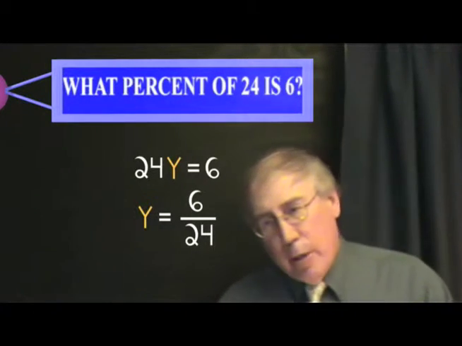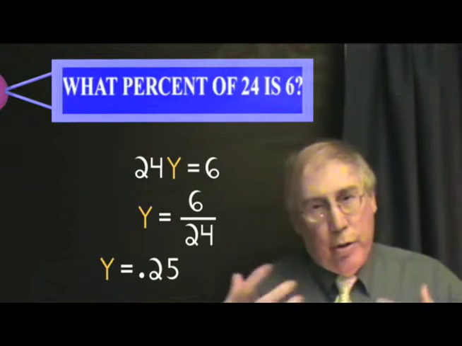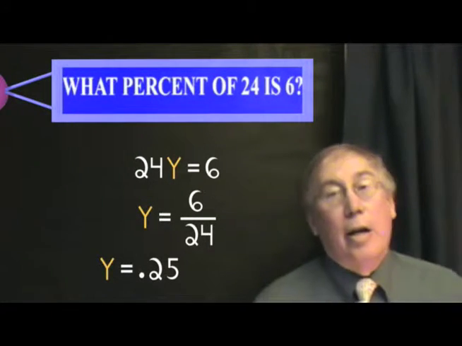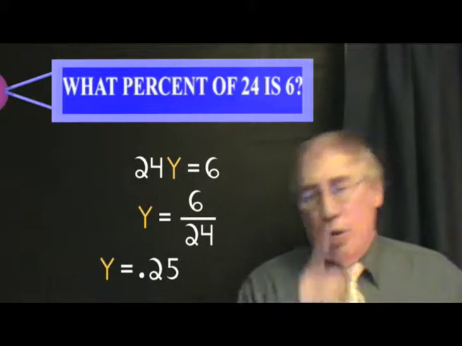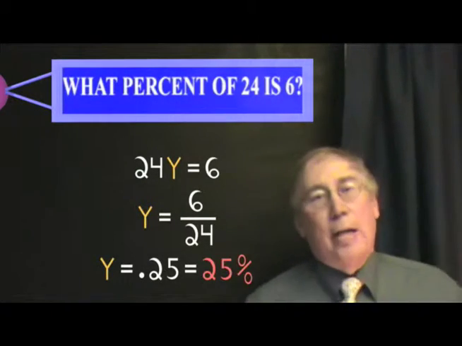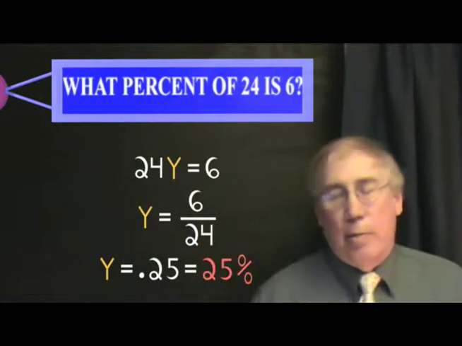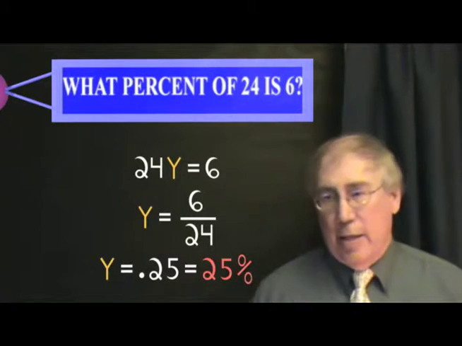Now, if you divide through by 24, you're going to get a decimal equivalent here of 0.25, and you could move the decimal point 2 places to the right if you want to put it in percent. So we get 25%.